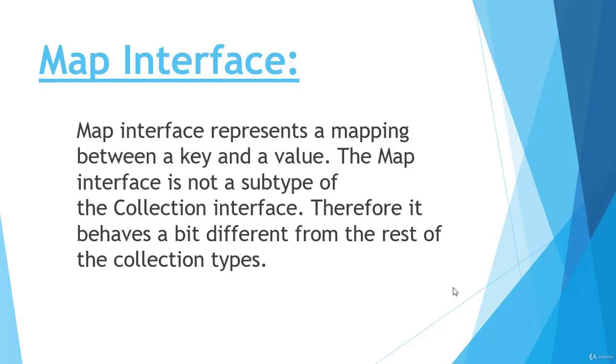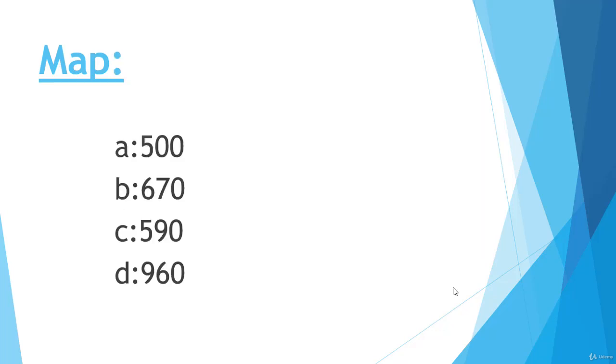So what is a map basically? You can see here A:500. A is a key and 500 is a value. B is a key, 670 is a value. C is a key and 590 is a value. D is a key and 960 is a value. So a map works on the basis of key and value pairs. Here A is the key and 500 is the value. This is an example of a map.